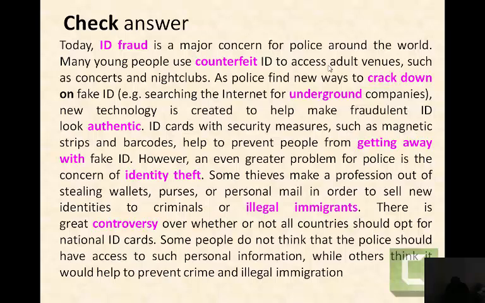Some thieves make a profession out of stealing wallets, purses, or personal mail in order to sell new identities to criminals or illegal immigrants. There is great controversy over whether or not all countries should opt for national ID cards. Some people do not think that the police should have access to such personal information, while others think it would help to prevent crime and illegal immigration.